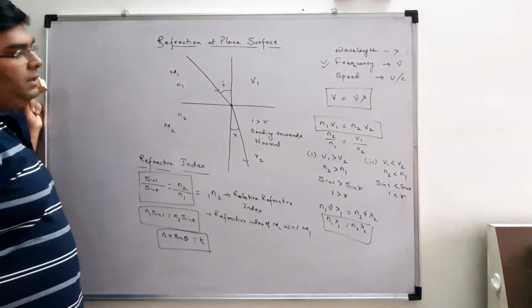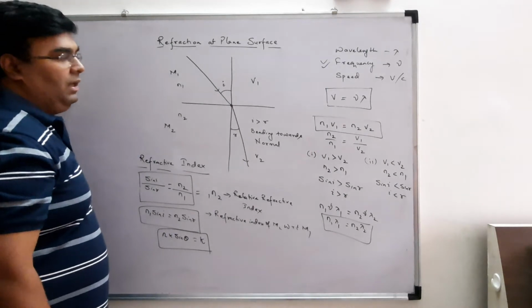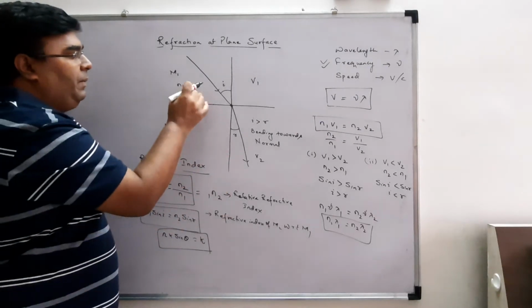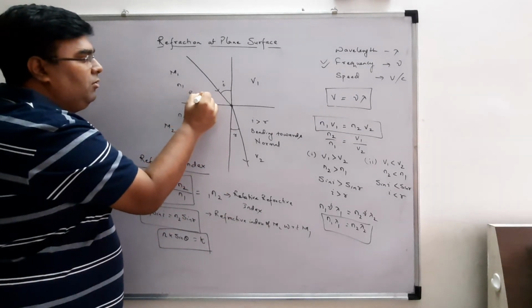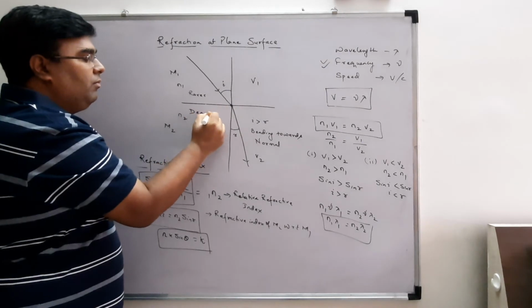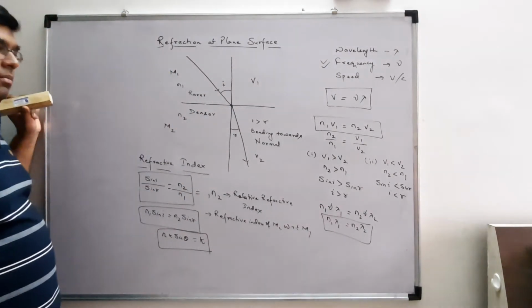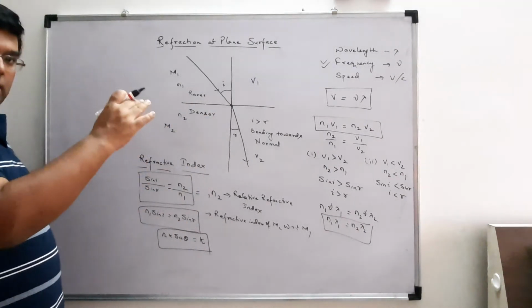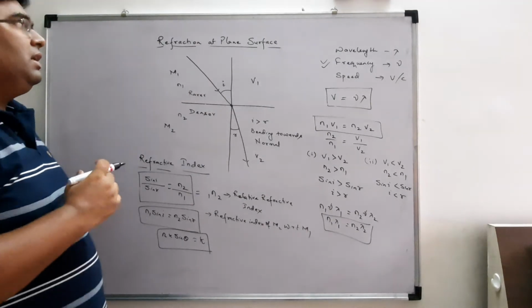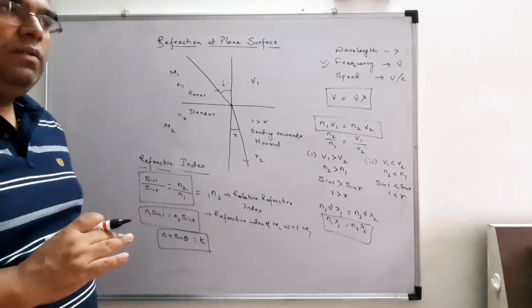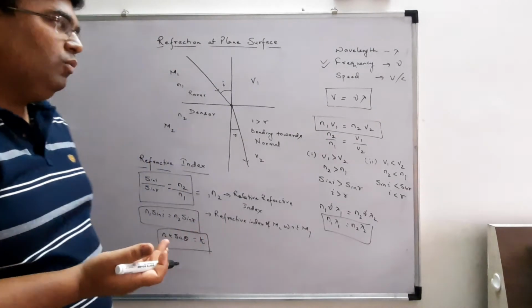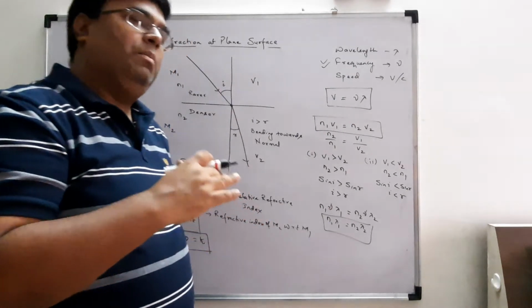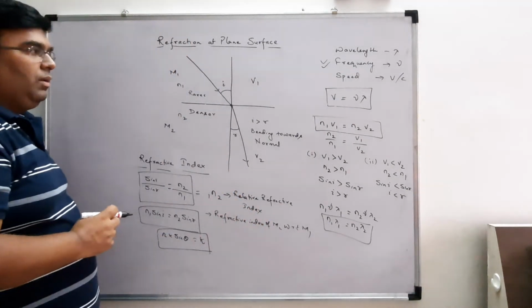One more thing: if light bends towards the normal, we can say that medium 1 is the rarer medium and medium 2 is the denser medium. Similarly, if it moves away, then we can say denser to rarer. So refraction can be said this way: when light travels from rarer to denser, it moves towards the normal, and when it moves from denser to rarer, it bends away from the normal.